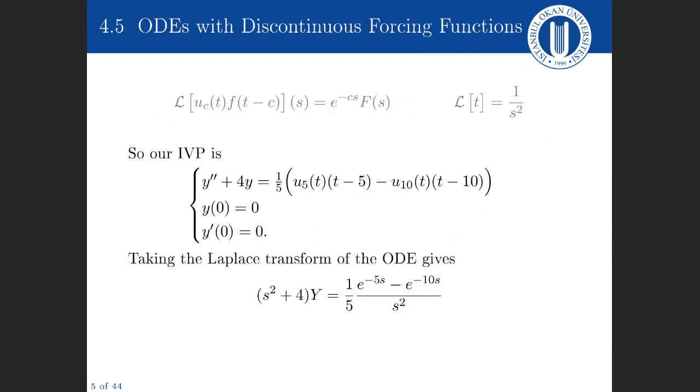So if we take the Laplace transform of our differential equation and we substitute in the initial conditions of 0, on the left side we have (s squared plus 4) capital Y. On the right side, 1 over 5, because it was 1 over 5. Instead of u5, we're going to write e to the power minus 5s. Instead of the u10 part, we would have e to the power minus 10s. And the Laplace transform of t is 1 over s squared, so this is all divided by s squared. I'll leave that for you to double check.